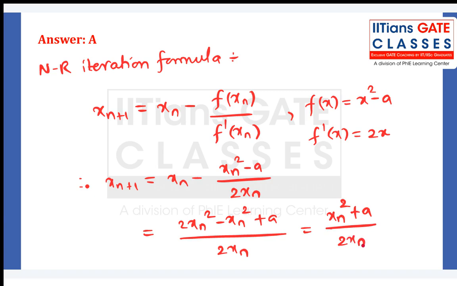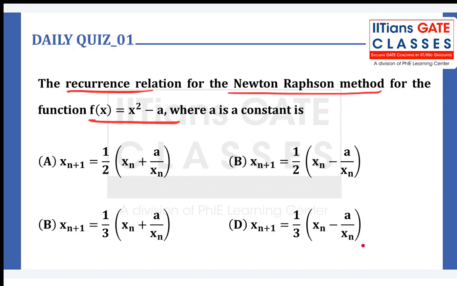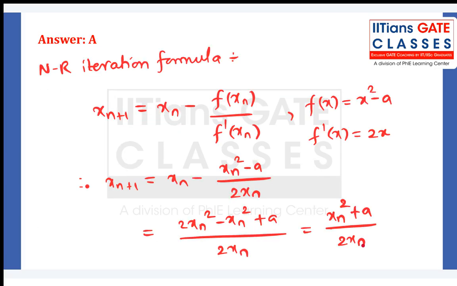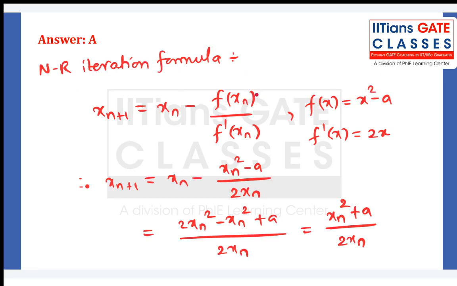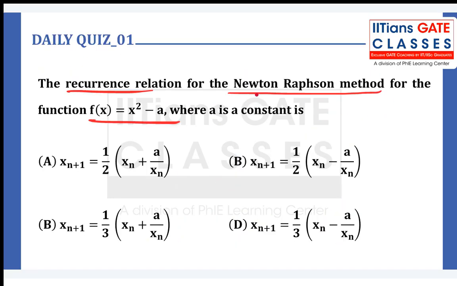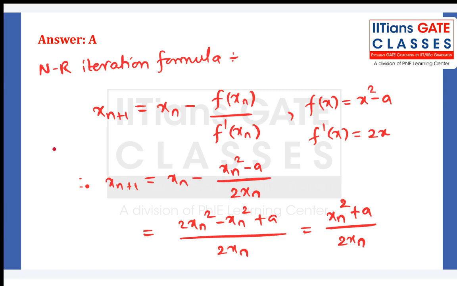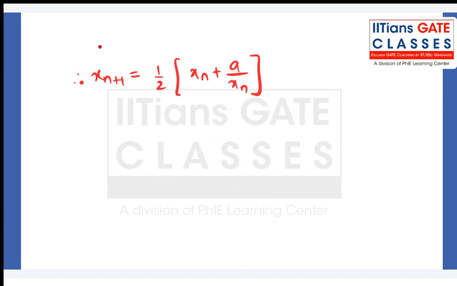Okay. So now you can rewrite this in order to match your options, basically. And how can you do that is basically take 1 by 2 outside and then divide by xn into the numerator. Okay, so therefore your x(n+1) will be half comes out, xn square by xn is xn, plus a by xn. Okay, and now it looks like whatever options you had. So yeah, it looks like the first option itself is correct. Okay, so this is your answer.